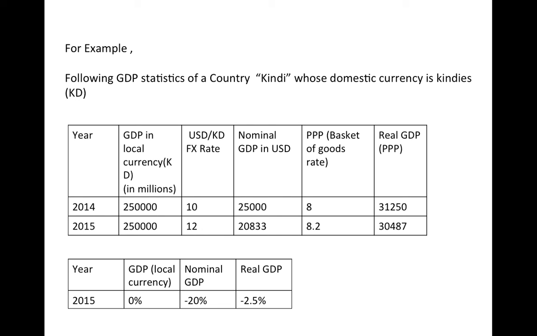Maybe the currency of Kindi doesn't have good demand in the international market, but it is producing and consuming the same goods and services in 2014 and 2015 as well. So using PPP gives a better and more accurate picture of GDP than nominal GDP. So it's always better to compare using real GDPs with other nations or countries.